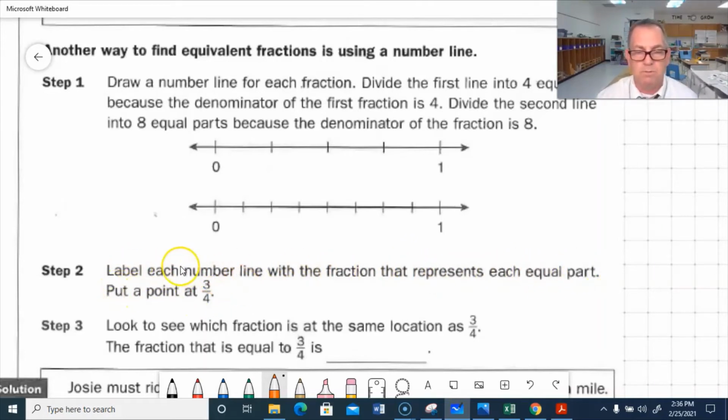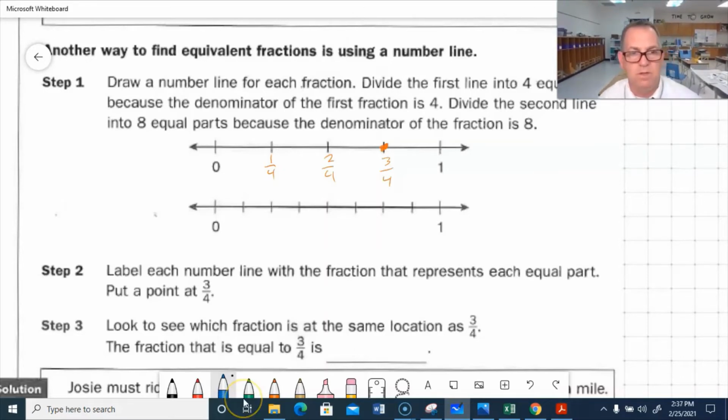So step 2 is to label the number line with the fraction that represents each equal part. Put a point on 3/4. So have a number line right here, and I'm going to go ahead and mark all the fractions on this number line. So the first one is 1/4. The next one is 2/4. And this one is 3/4. And 1 whole would have been 4/4. So we're going to put a point on 3/4.